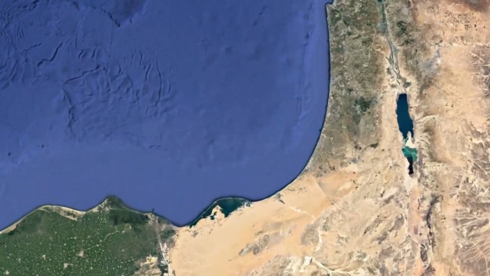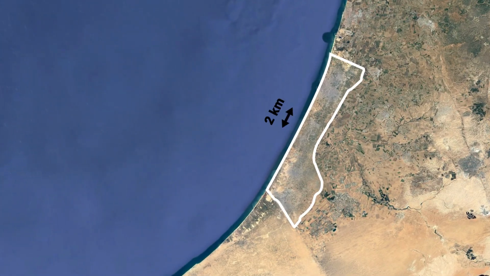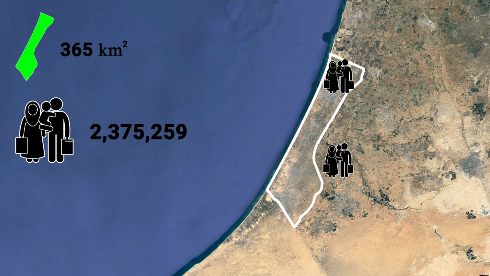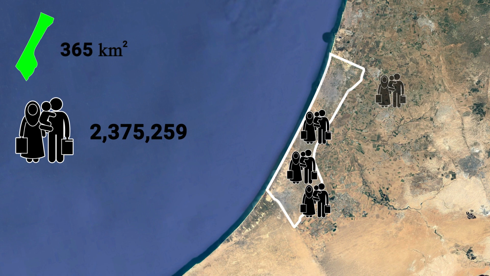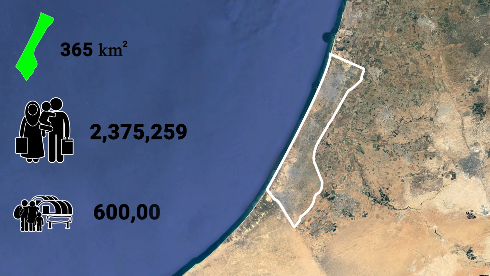The Gaza Strip is a narrow piece of land situated along the eastern coast of the Mediterranean Sea. It measures 41 kilometers in length, 6 to 12 kilometers in width, and covers a total area of 365 square kilometers. With a population exceeding 2.3 million people, it ranks as one of the most densely populated areas globally. Most residents of the Gaza Strip are descendants of refugees who fled or were expelled from the region that became Israel after the 1948 Arab-Israeli War. Remarkably, around 600,000 Gazans continue to live in refugee camps.